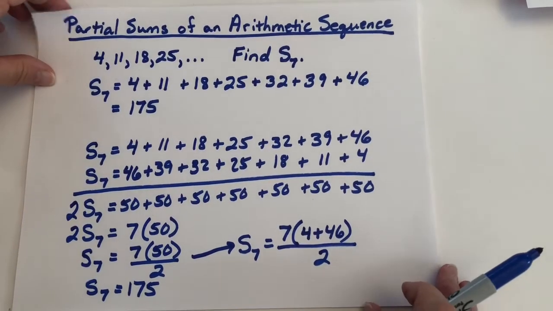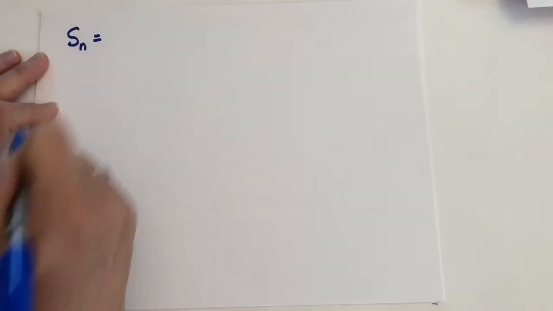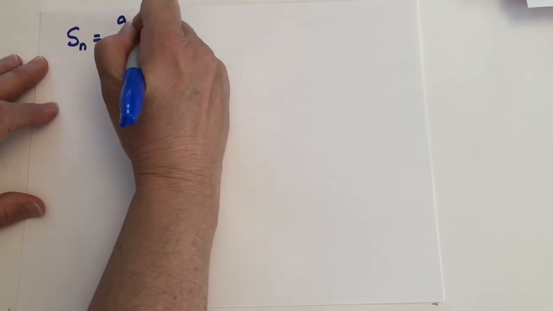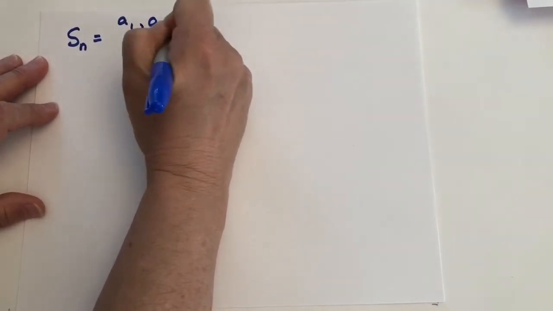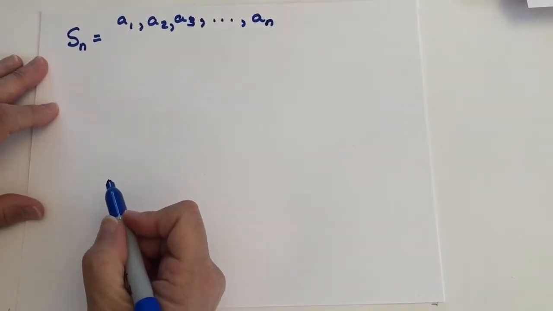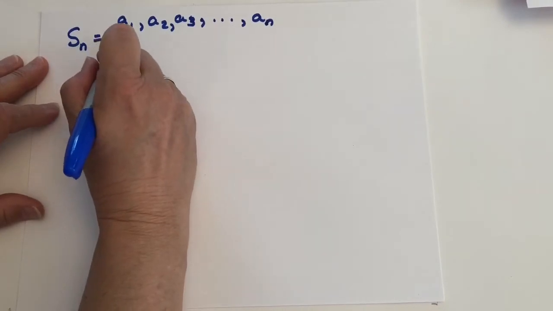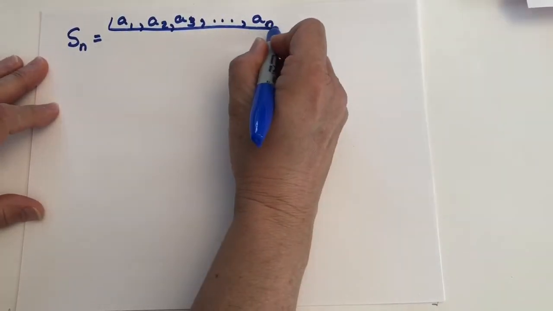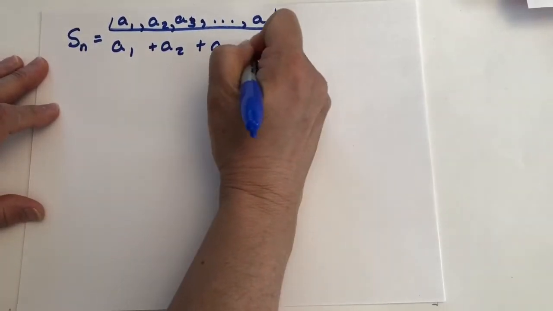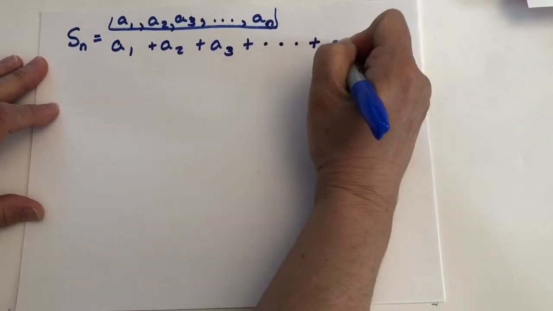So let's do that in general right now. We're going to let the sum of the first n terms of an arithmetic sequence be a sub 1, a sub 2, a sub 3, and so on, all the way out to a sub n. So the sum of the first n terms are a sub 1 plus a sub 2 plus a sub 3 plus, and we'll go all the way out to a sub n.